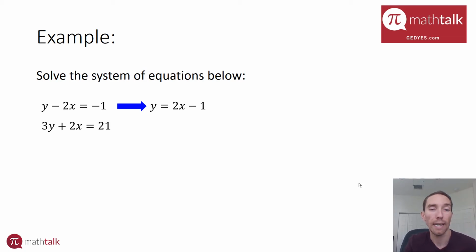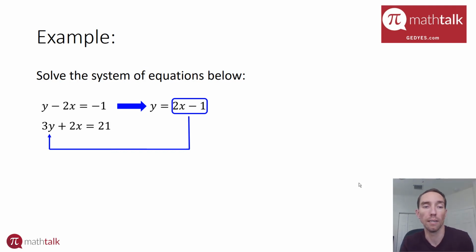So now I can take that quantity of 2x minus 1 and substitute it in for y in my other equation, because it equals y. When I do that, now I get the equation of 3 times the quantity 2x minus 1 plus 2x equals 21. Again, now I have an equation with just one variable, x. I can simplify it down and solve.